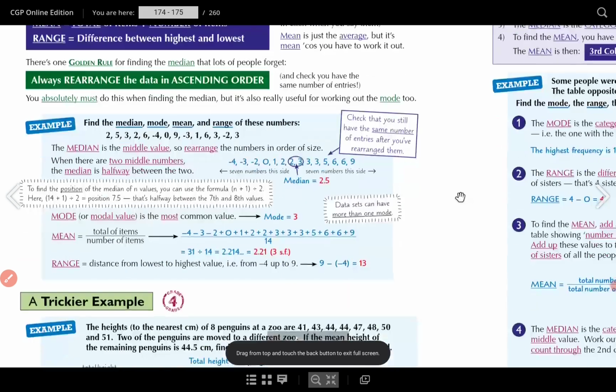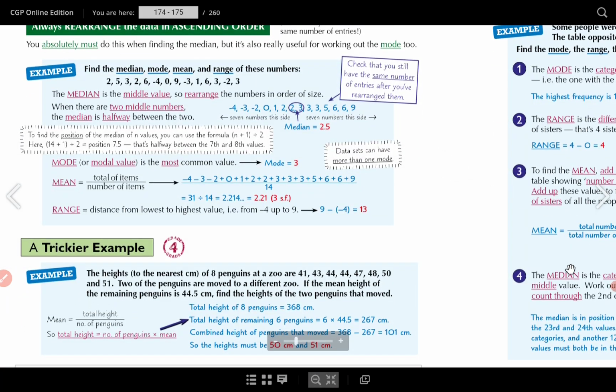So let's look at this example quickly. According to this example, find the median, mode, mean, and range of these numbers. So to find the median, we need to arrange the numbers from the least. The least number here is -4, followed by -3, followed by -2.